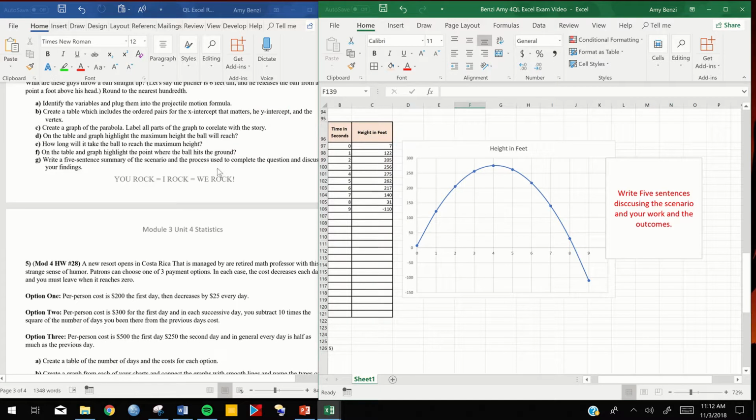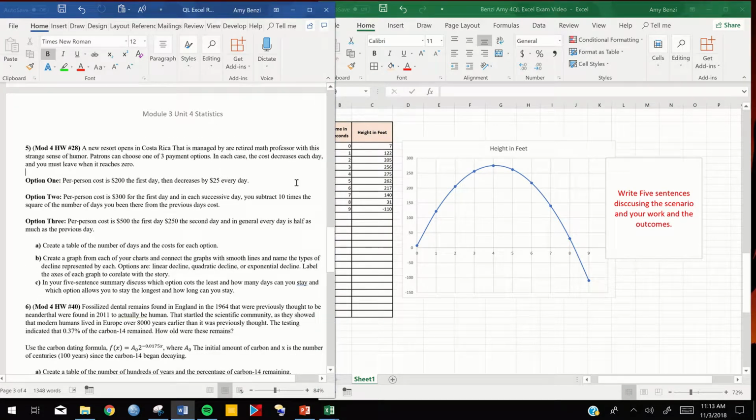All right, you guys ready for number 5? Number 5 says that we have some crazy math professor that retires to the Bahamas, or here Costa Rica, and this crazy math professor has decided to open a resort and offer 3 crazy different pricing options to his patrons.